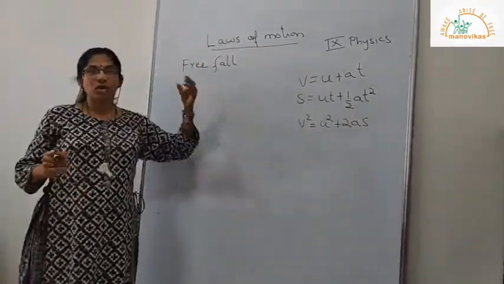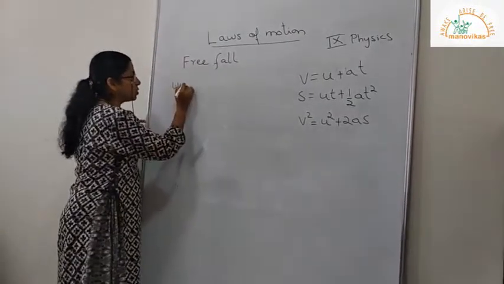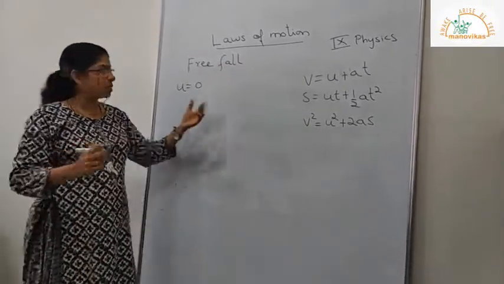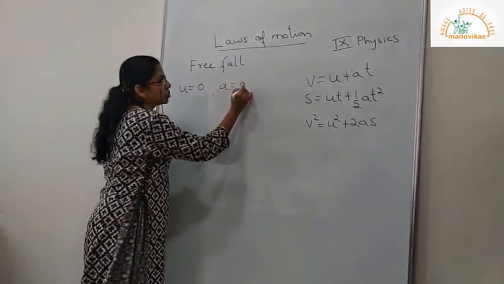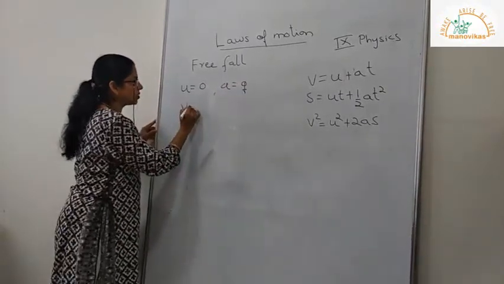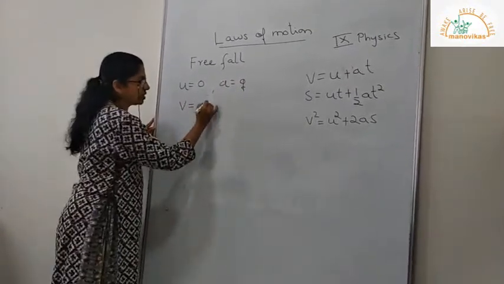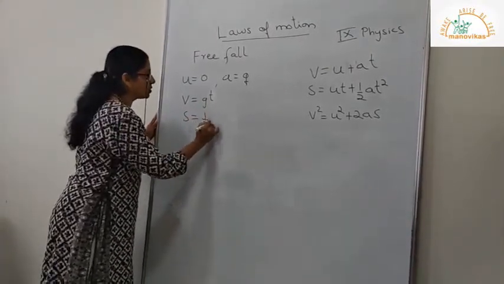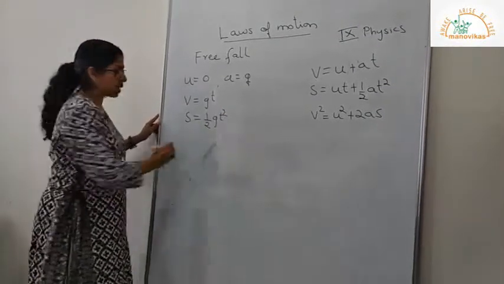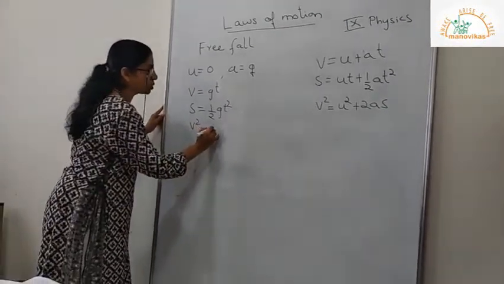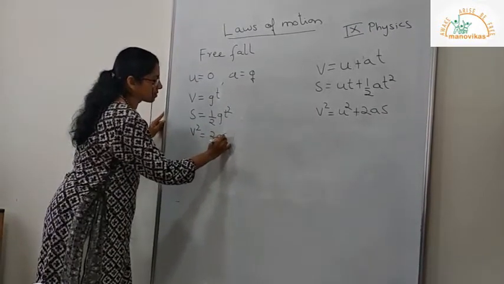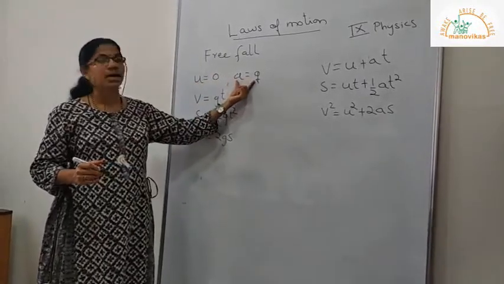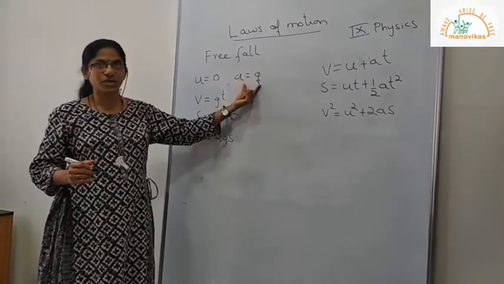Now in a free fall, when initial velocity u is equal to 0 and a is replaced by g, a is equal to g. So these equations will change to v equals gt, s is equal to half gt square and v square is equal to 2gs. Now these equations are true when you have initial velocity 0 and a is replaced by g.